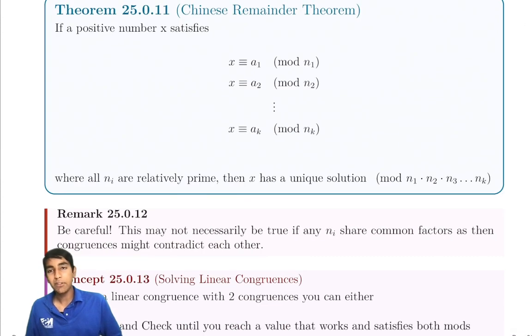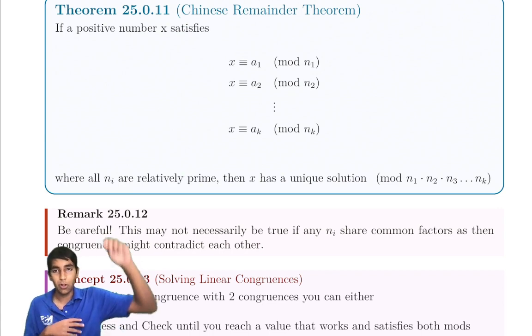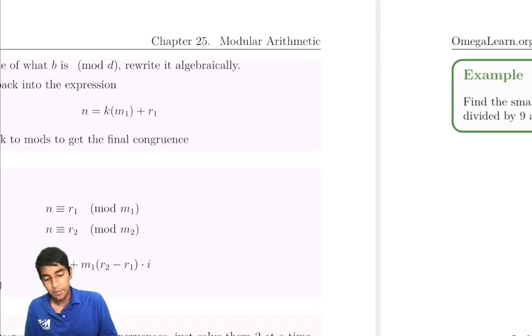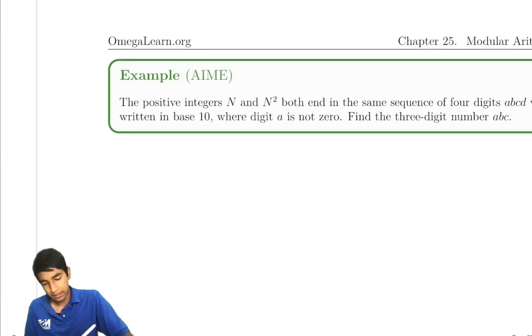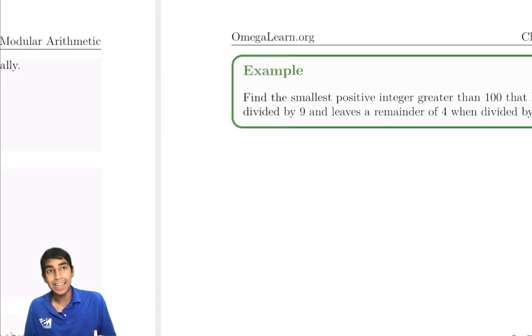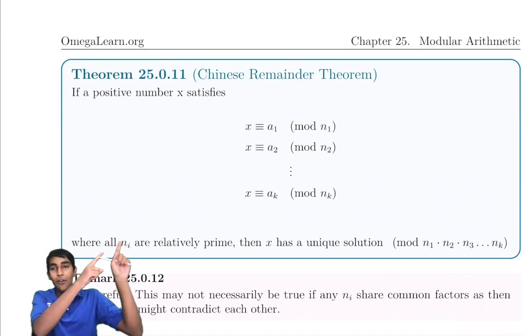But Chinese remainder theorem is also very powerful because it guarantees a solution to not just one mod equation, but multiple. And we've also got a technique for solving multiple linear congruences. And there's some cool problems that use it, like this one here. It's a cool problem, but we'll be discussing all of these techniques next video. Click on it right there.